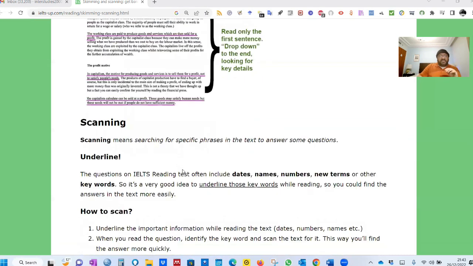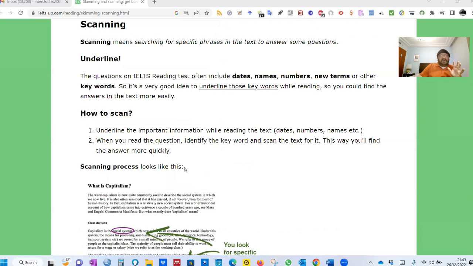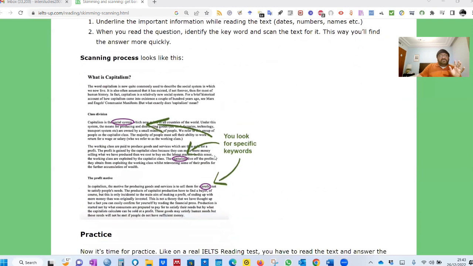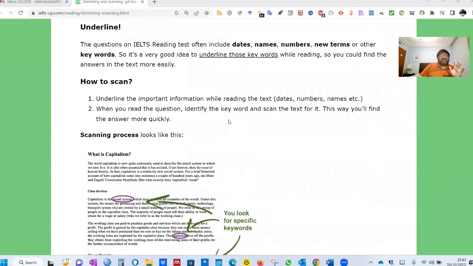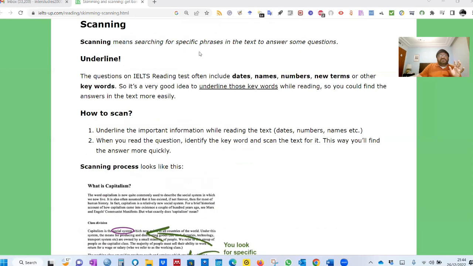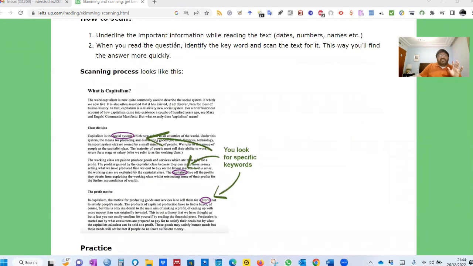Then comes scanning, which I have already explained to you. This one is for scanning. Scanning means searching for specific phrases in the text to answer some questions. To scan, underline the important information by reading the text: dates, numbers, names. When you read the question, define the keywords and scan the text for them. This way you will find the answer more quickly. For example, this is the same capitalism passage.